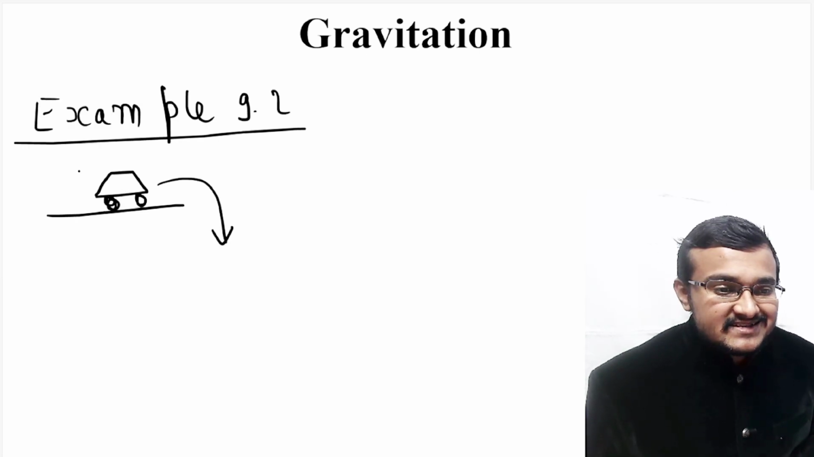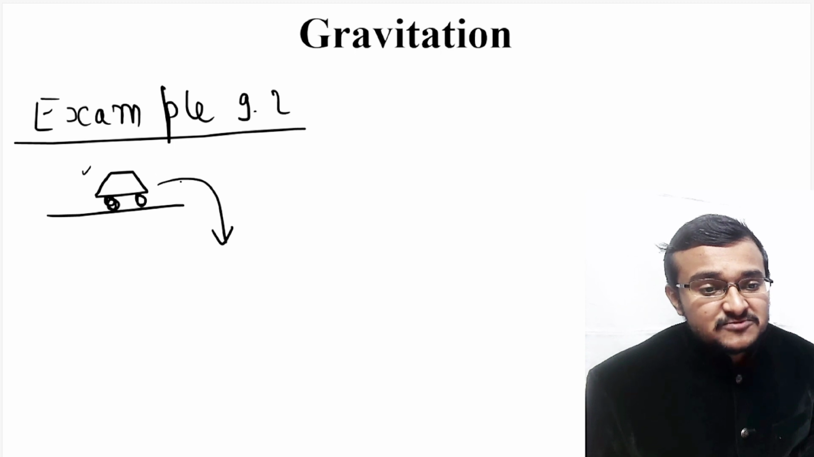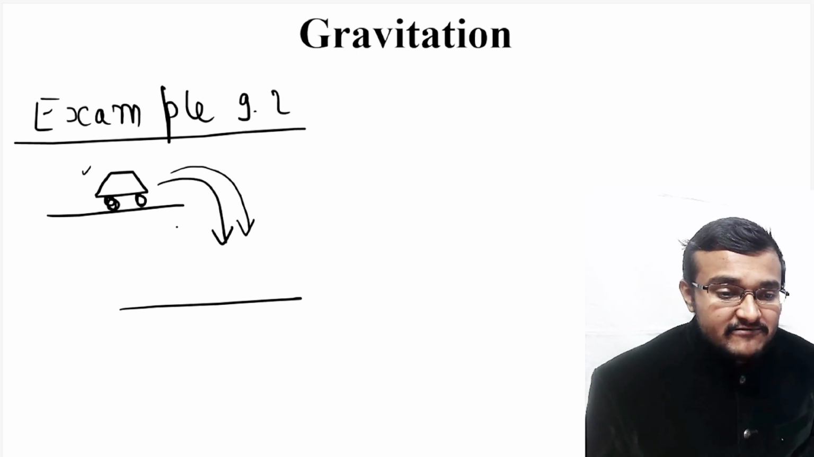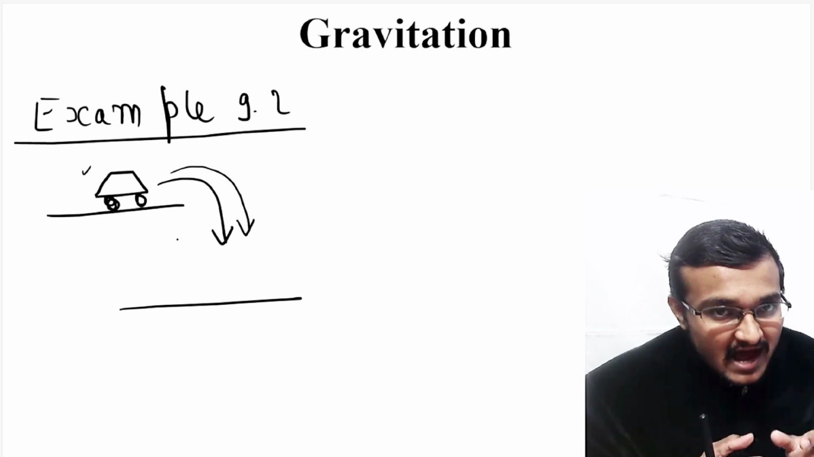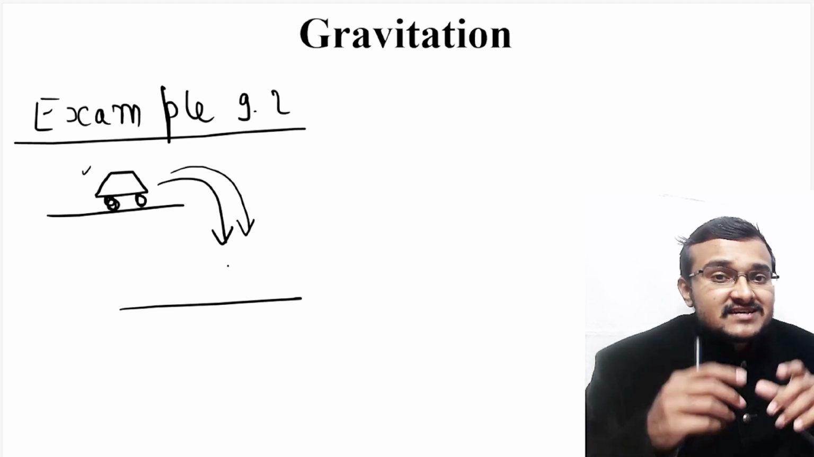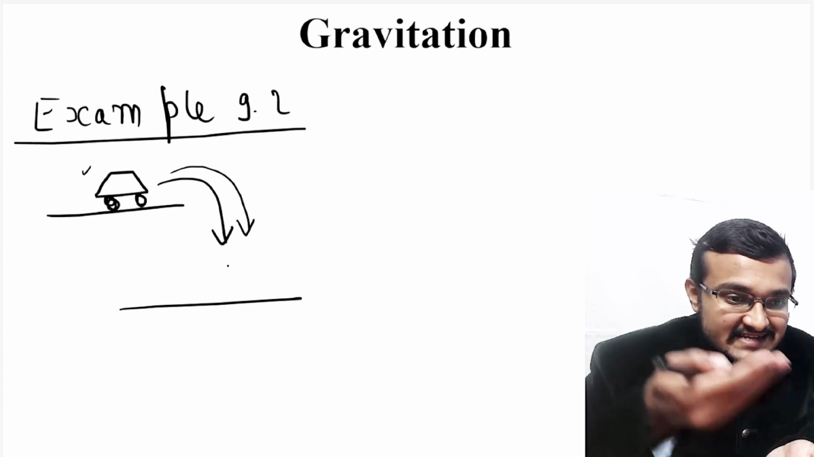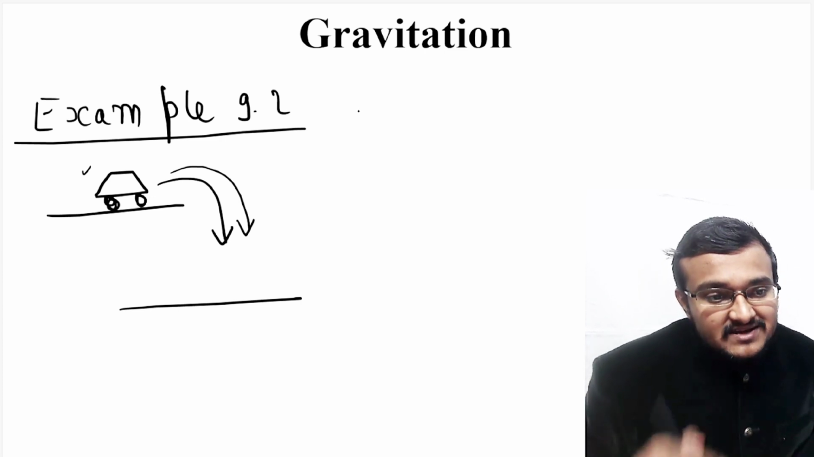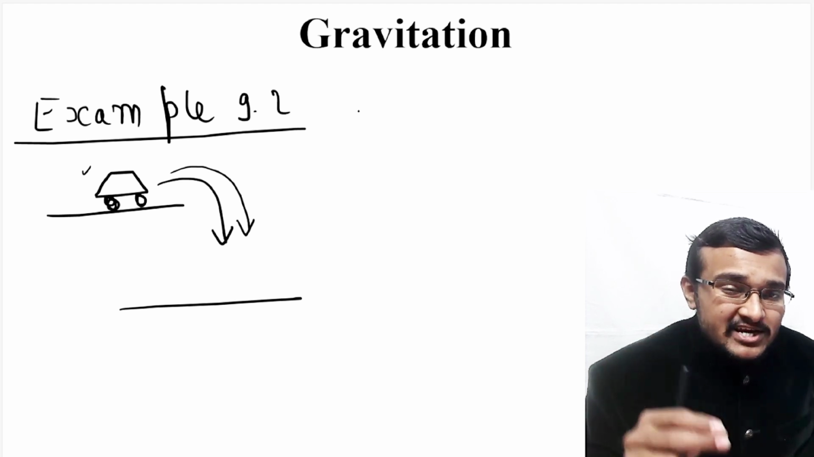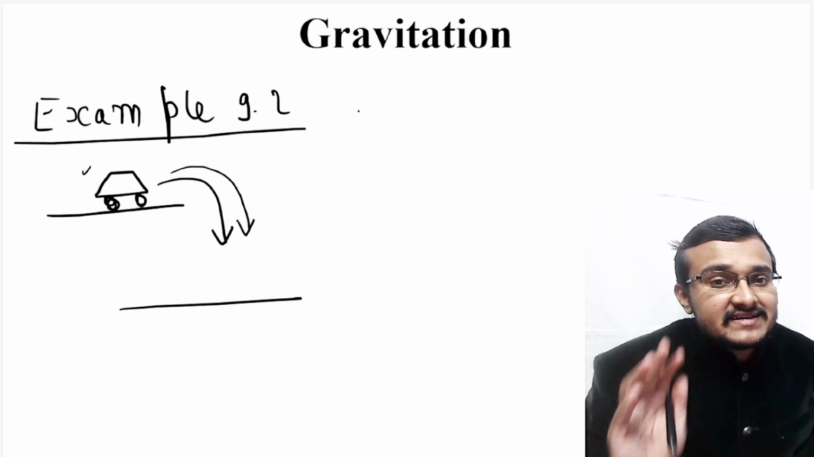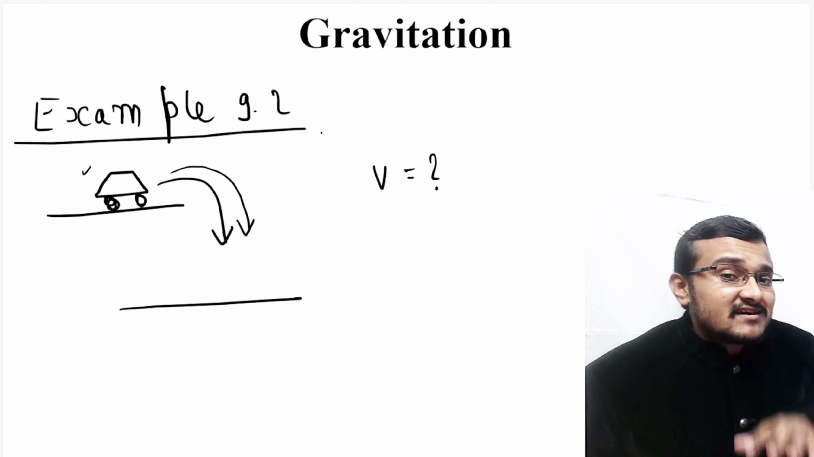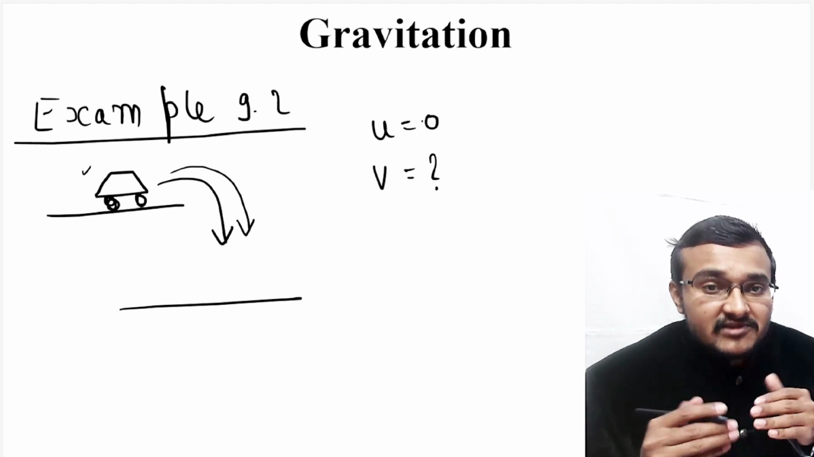Coming to example 9.2, here there is a car which is at a certain height, and this car falls off from this height to the ground. Now you have to calculate what will be the velocity of the car when it is just striking the ground. When this car is falling, it is coming under the influence of gravitational force. That means this car is under free fall. Initially this car was at rest, and from there it fell down. When it was falling down, you have to calculate the speed of this car just before it hits the ground. So you have to calculate that final velocity, and here they have given the car was initially at rest. So u will be 0. So initial velocity will be 0.